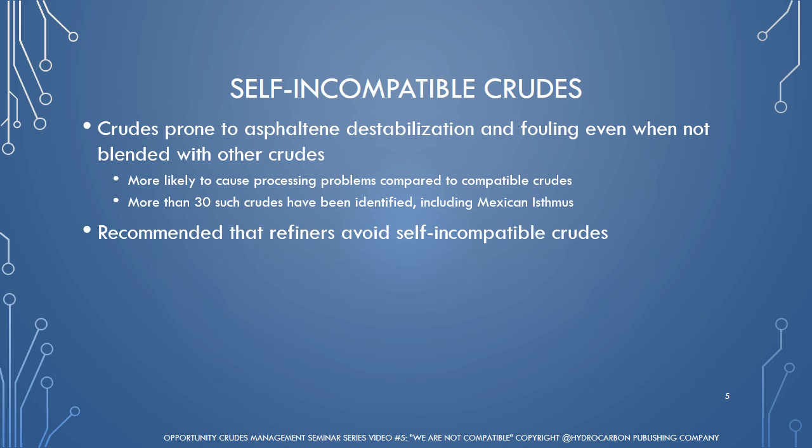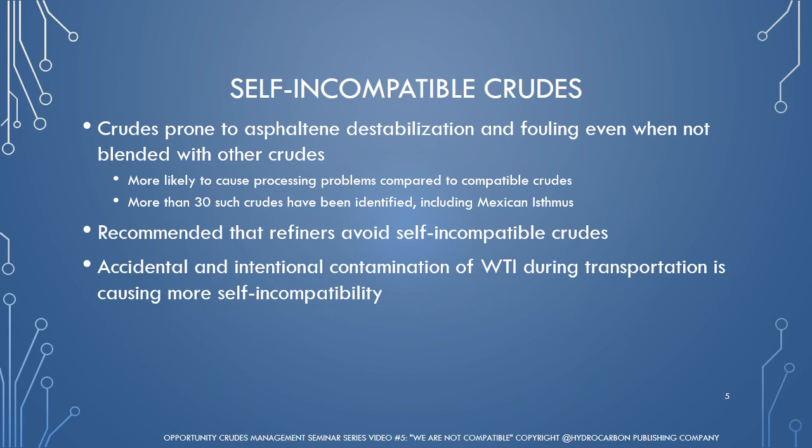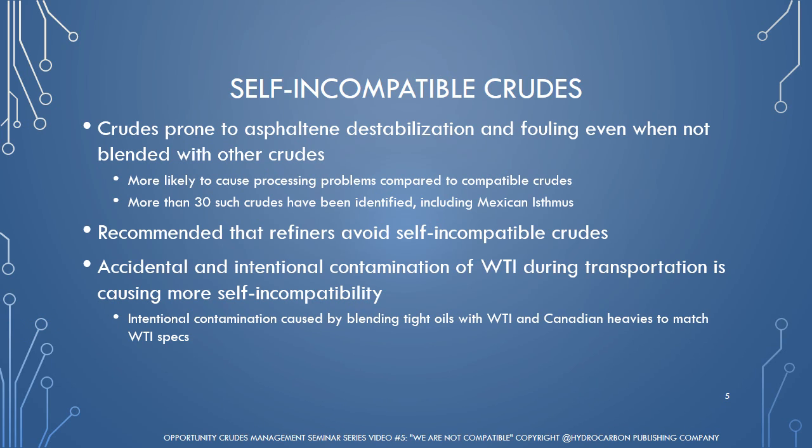The frequency of self-incompatibility observed for West Texas Intermediate is increasing due to accidental and intentional contamination. Intentional contamination occurs when tight oils are blended with West Texas Intermediate along with Canadian heavies to match the gravity and density specifications of West Texas Intermediate but result in the precipitation of asphaltenes.